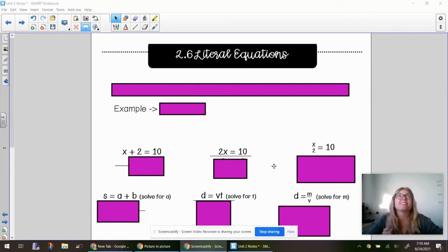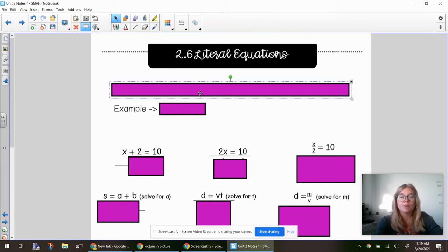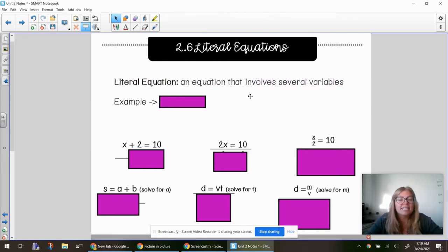For a lot of students, this is one of the scariest lessons we do, but it follows all the same rules we've already learned, so do not panic. We'll go through it together. First thing, we need to know what a literal equation is. It's an equation that involves several variables. You have seen literal equations before in school, you just might not remember it.